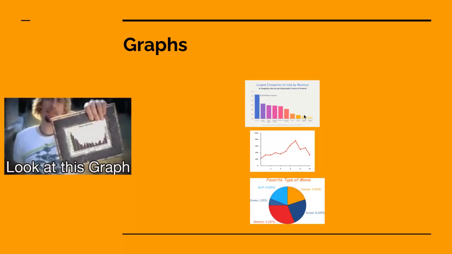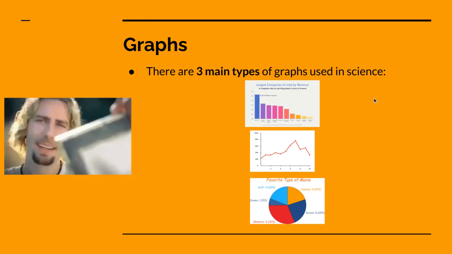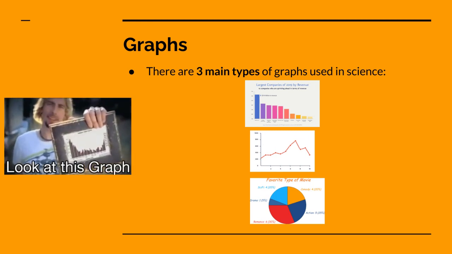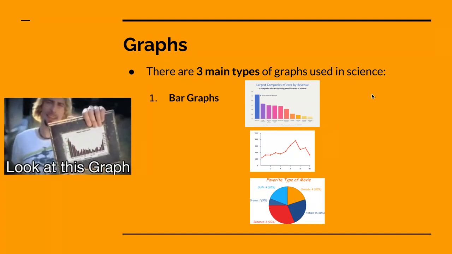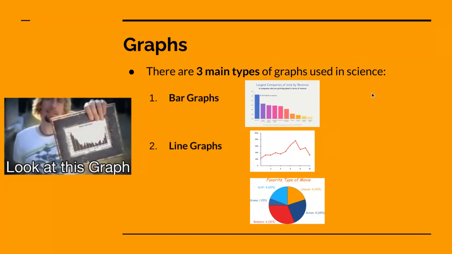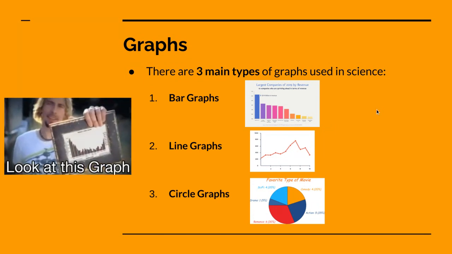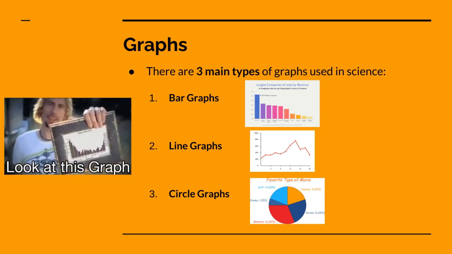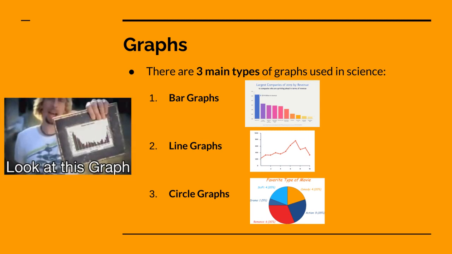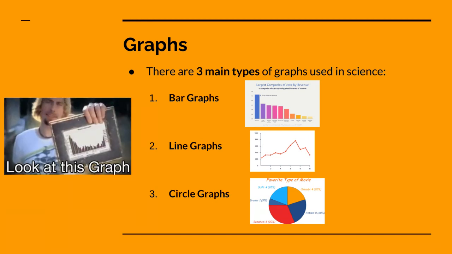Okay. So we're going to focus in on 3 different types of graphs. And for the most part, these are the 3 most commonly used graphs in science, and it's just pretty much everywhere. So you have your bar graphs, you have your line graphs, and you have your circle graphs. And obviously there are other ones. You have scatter plots, there's histograms, there's bell curves, there's all kinds of other graphs, but these are the 3 that we're just going to be focusing on here in this class, okay?